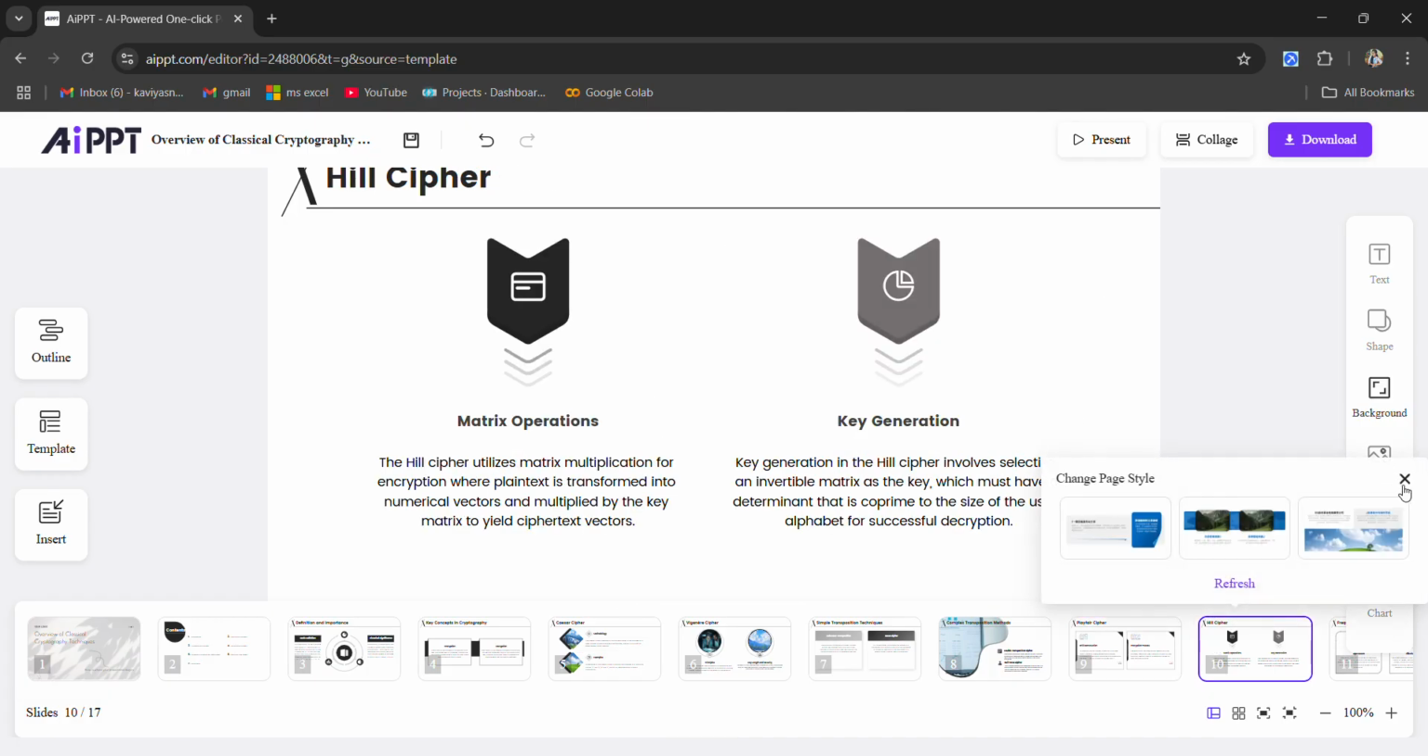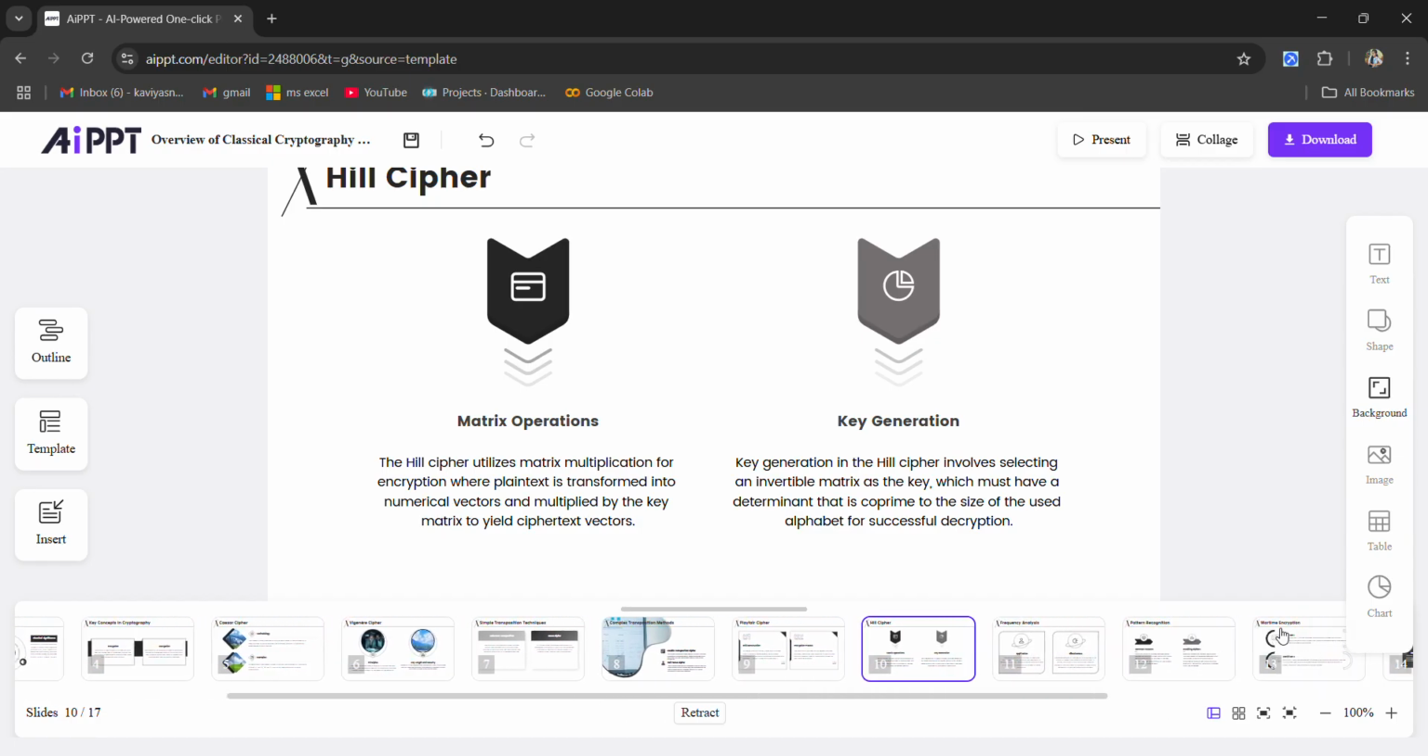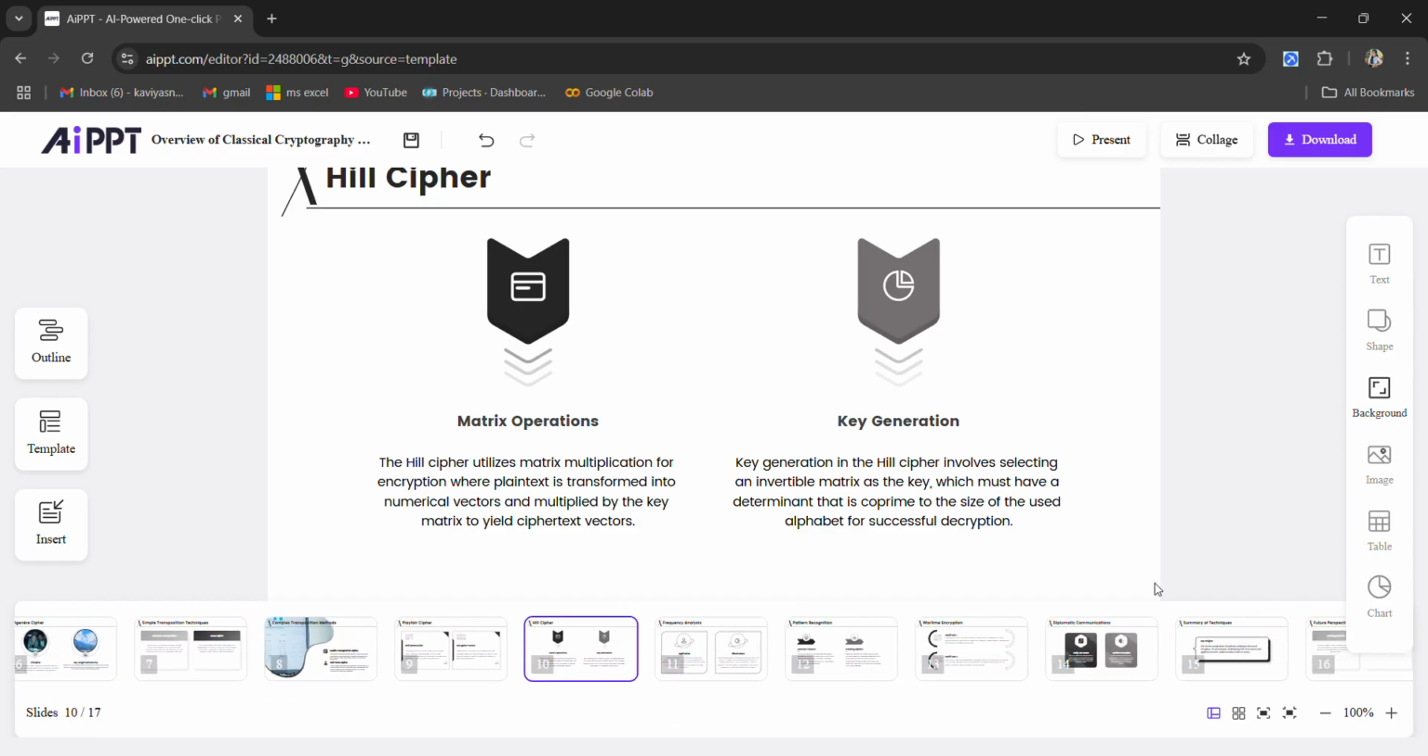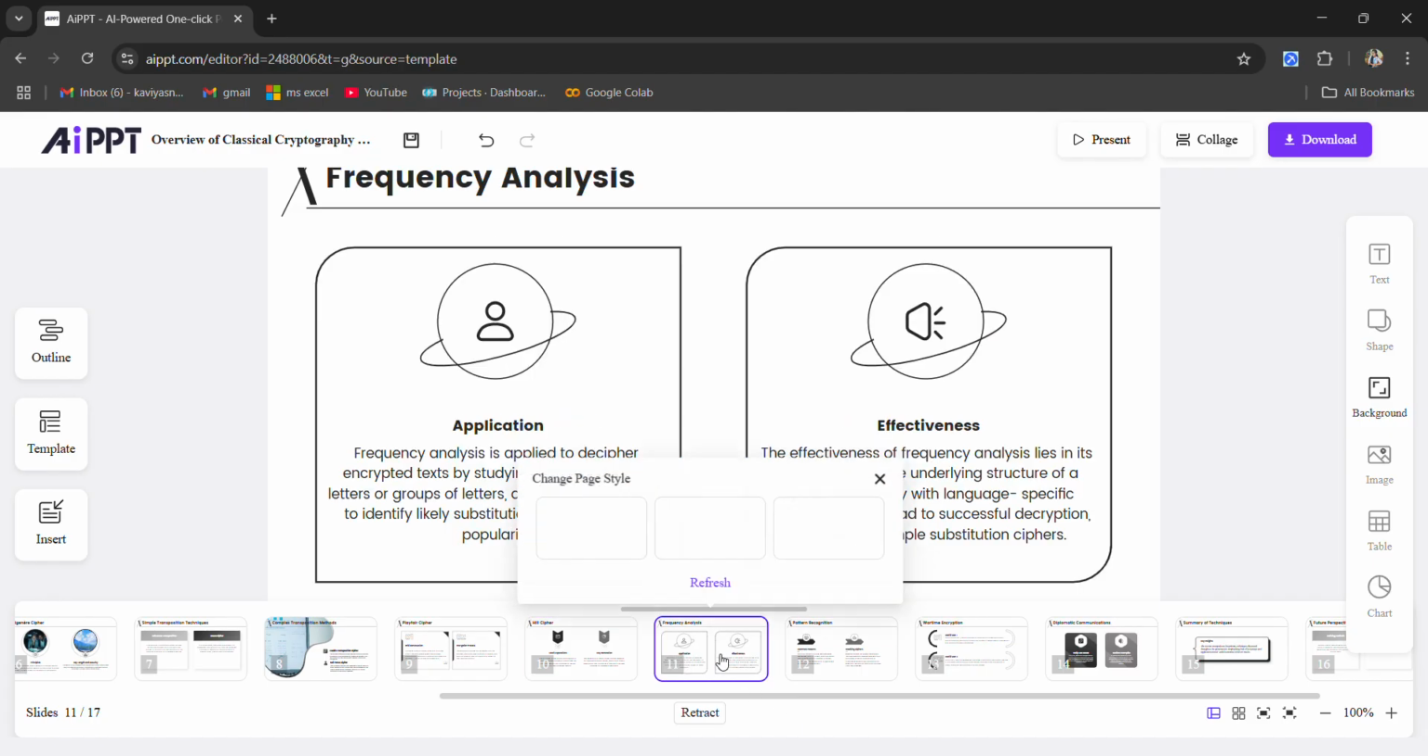The Hill cipher utilizes matrix multiplication for encryption, where plain text is transformed into a numerical matrix and applied to the key matrix. Key generation in the Hill cipher requires an invertible matrix, as the key must have a determinant that is co-prime to the size of the alphabet used for successful decryption.